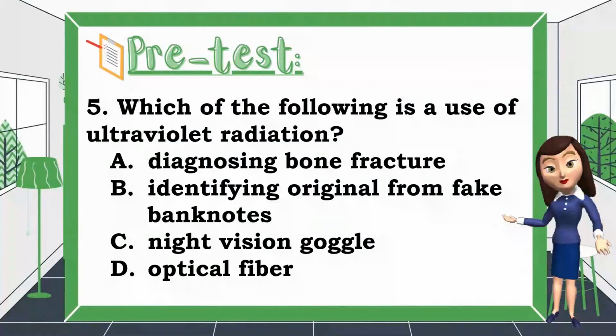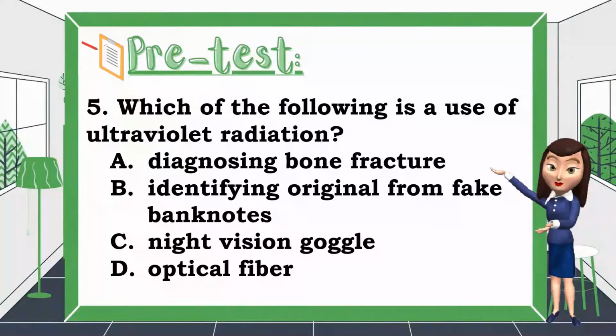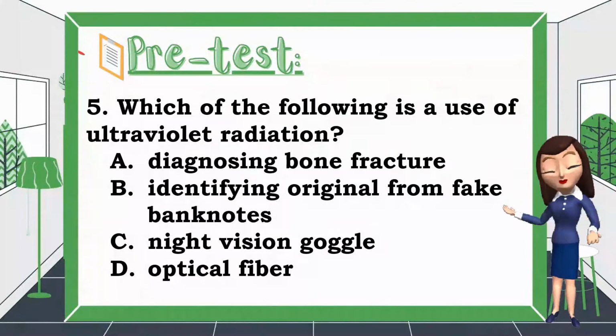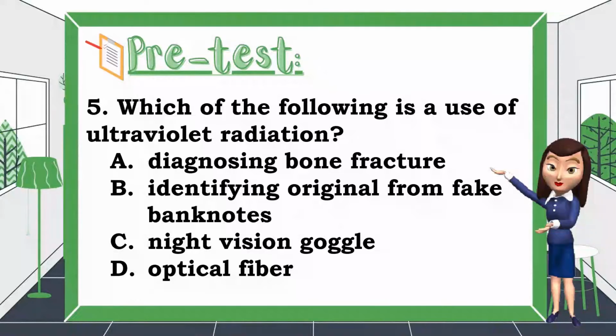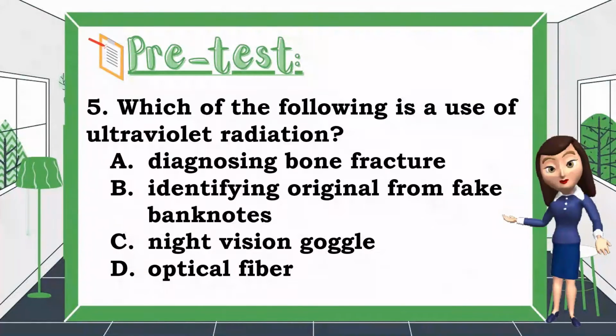5. Which of the following is a use of ultraviolet radiation? A. Diagnosing bone fracture. B. Identifying original from fake banknotes. C. Night vision goggle. D. Optical fiber.